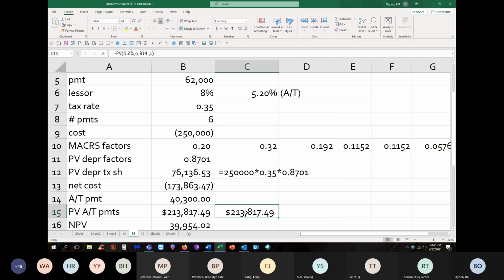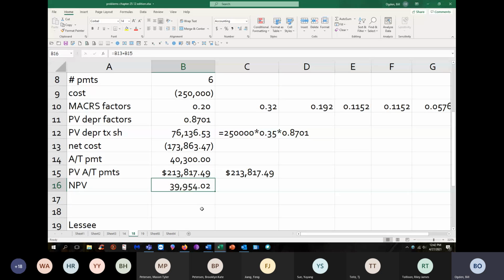So net cost 173,863. Present value of the after-tax payments 213. So the NPV is the difference, or 39,954. So the lessor, CompuLease, would be well advised to write this lease. Okay, would the school be better off leasing or borrowing at 8% and buying?